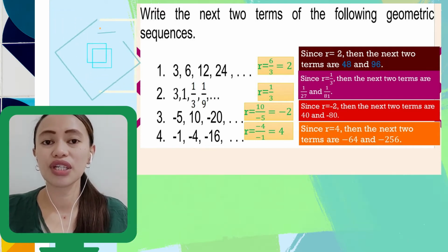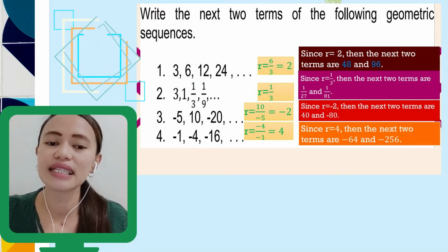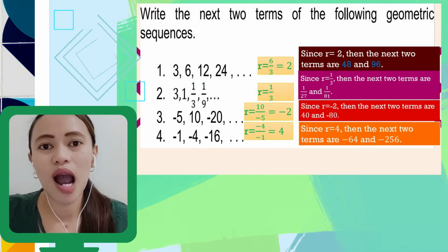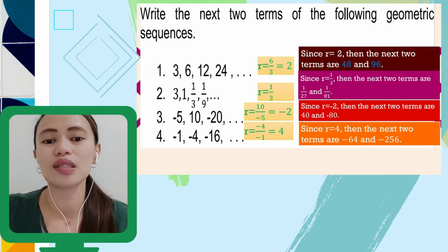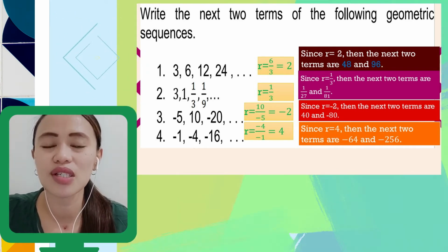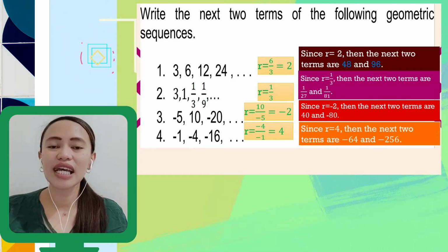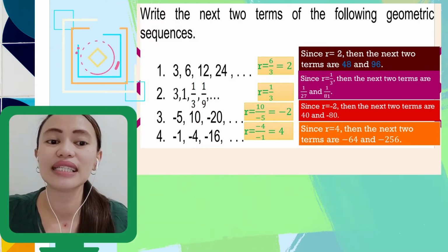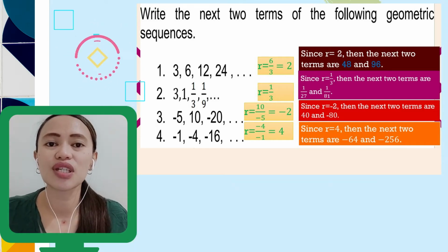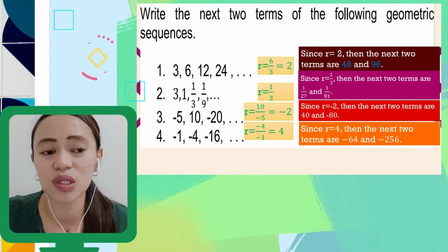Now let's have number 3. We have -5, 10, -20, and so on. How are we going to get the common ratio? We're just going to have 10 divided by -5. So 10 divided by -5 is -2. So the common ratio that we have for number 3 is -2.